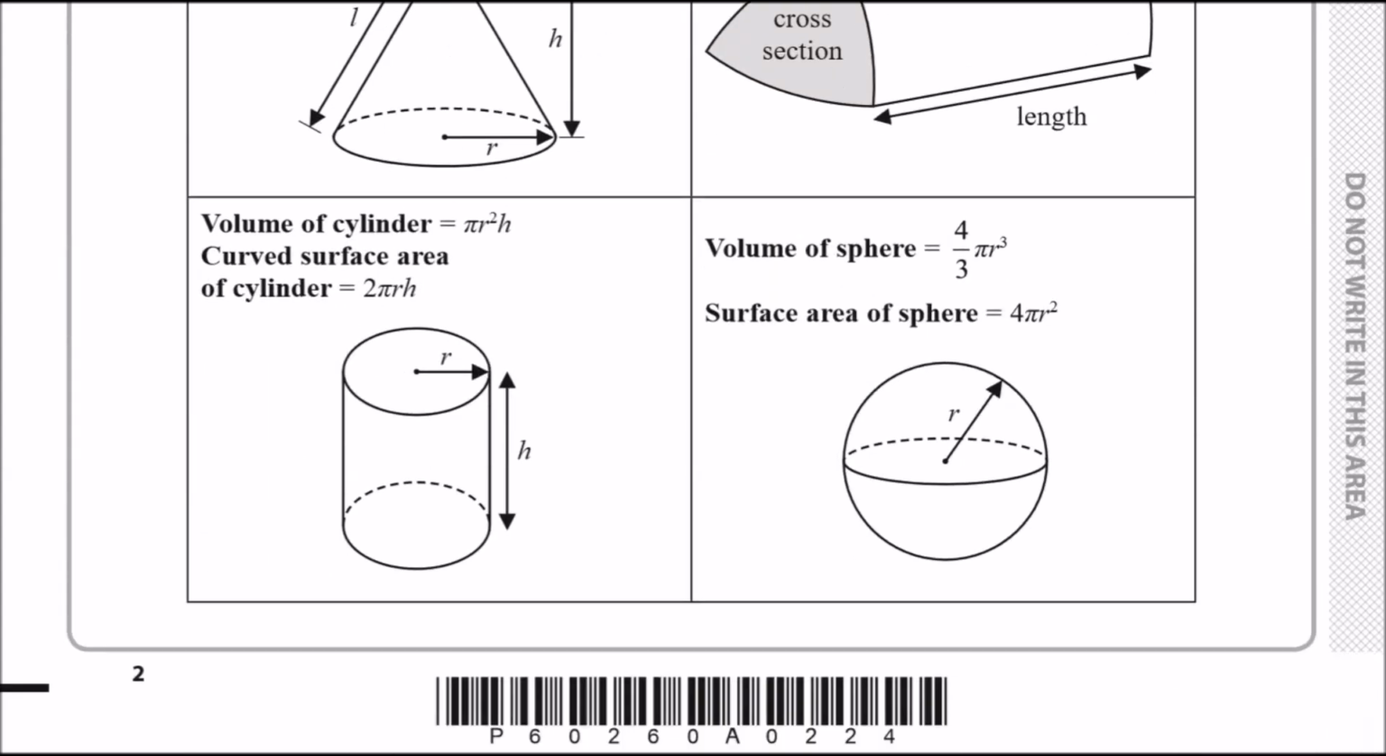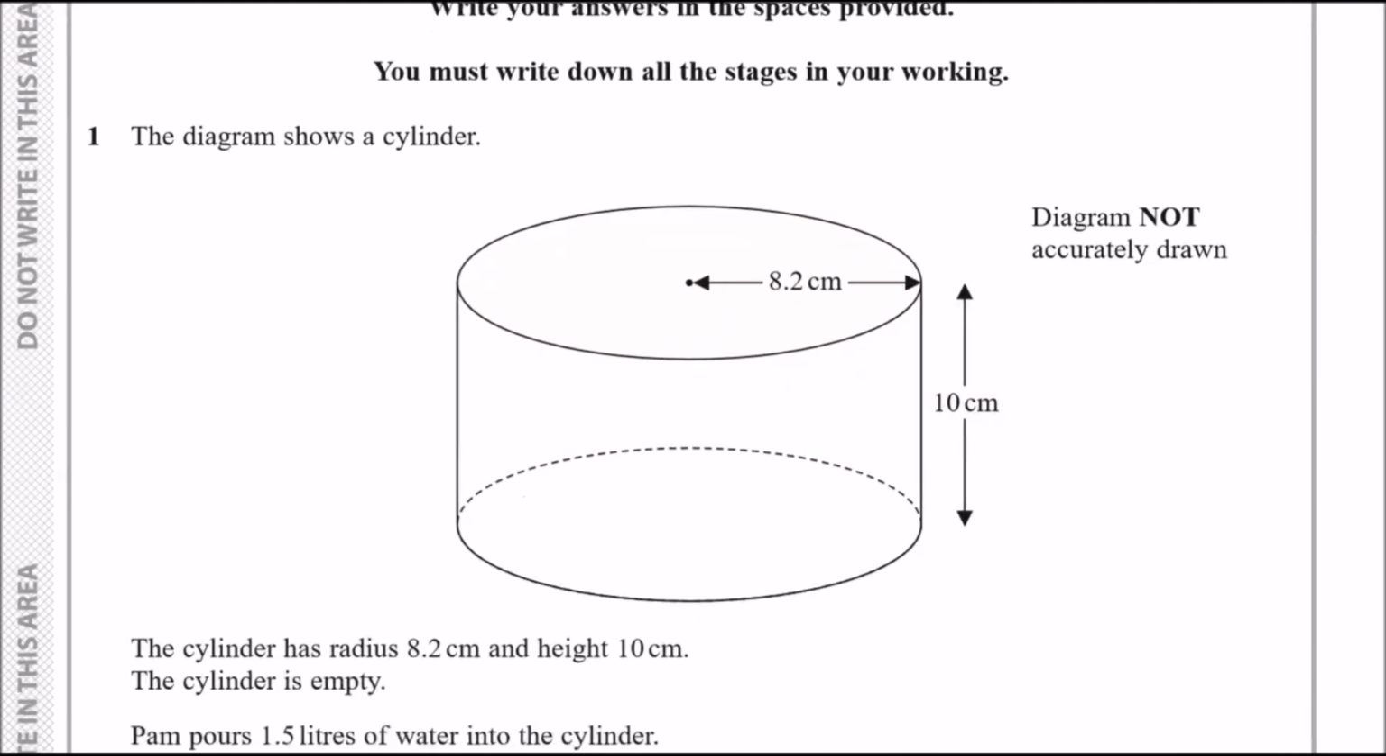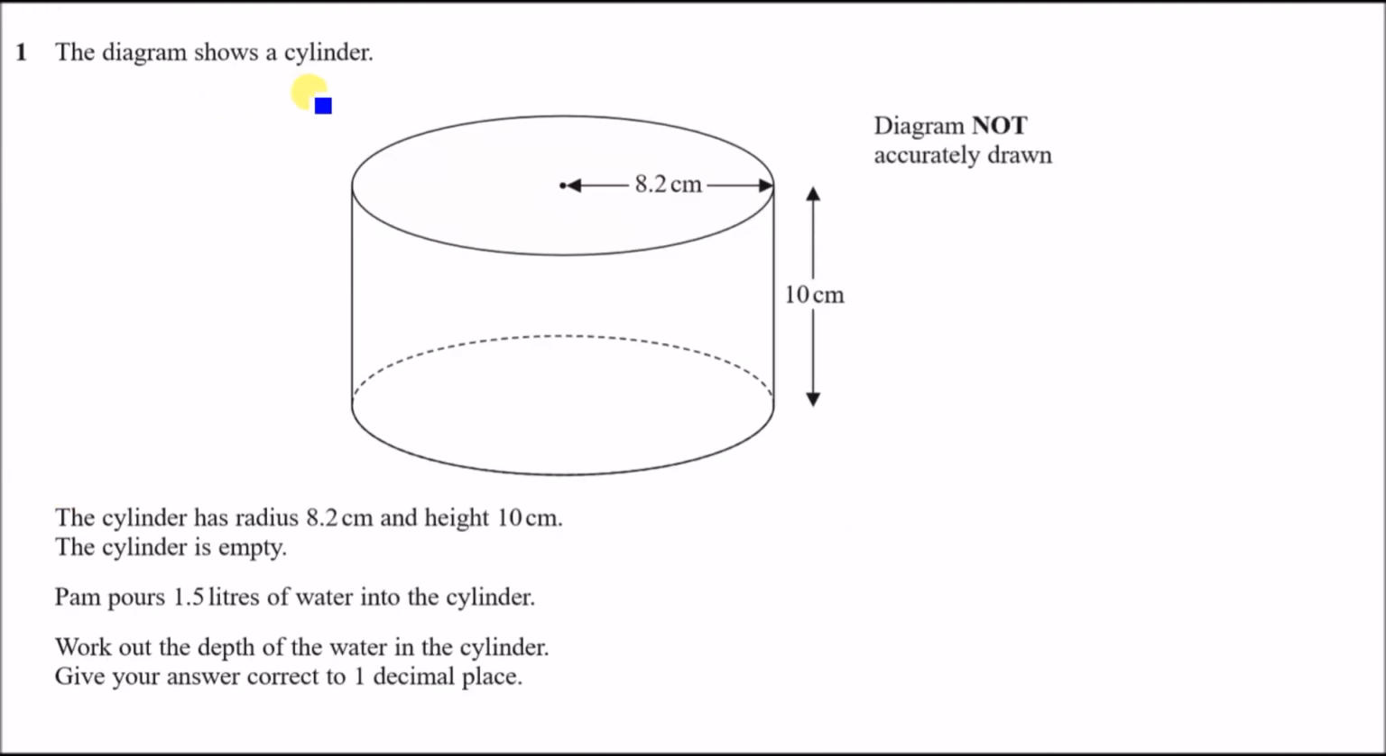Okay, so let's look at the first question, which is number 1. So the diagram shows a cylinder. Okay, so here's our cylinder. The cylinder has a radius of 8.2, so this length here, and a height of 10. The cylinder is empty. Now, Pam pours 1.5 liters of water into the cylinder, so it's kind of slowly filling up. Work out the depth of the water of the cylinder. In other words, work out how high the water has reached. Okay, so suppose you pour water in, it's probably something like this right now. So it's currently being filled up.